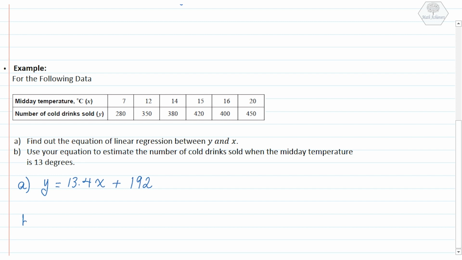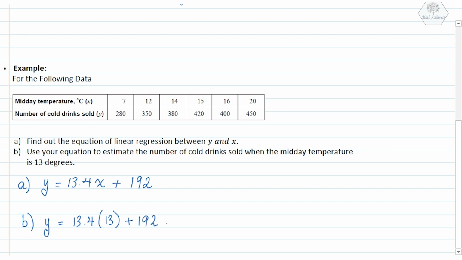To answer part b of this question, we need to use our equation to estimate the number of cold drinks sold when the midday temperature is 13 Celsius. So simply I have to substitute the 13 Celsius instead of x. So now the number of cold drinks sold, which is y, is equal to 13.4 times x, which is 13, plus the 192.